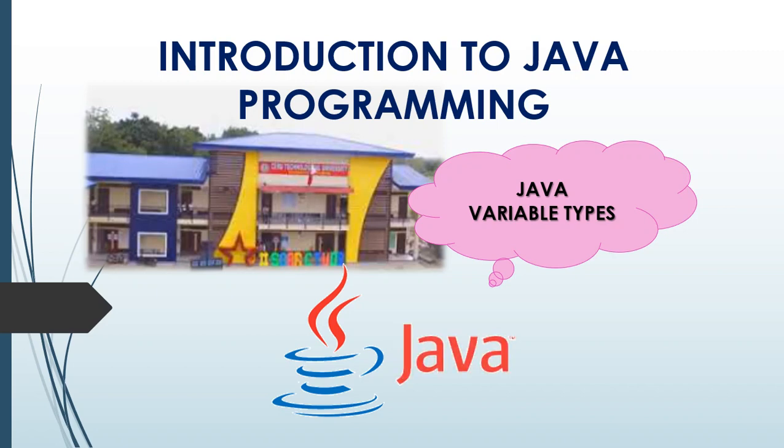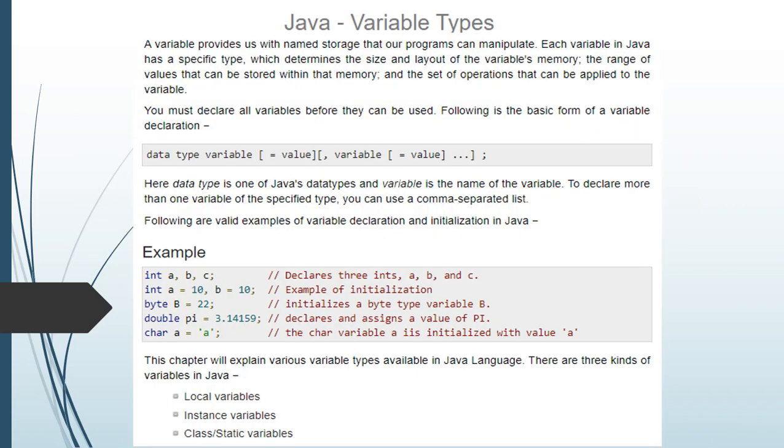Introduction to Java Programming. Java Variable Types. A variable provides us with name storage that our programs can manipulate.